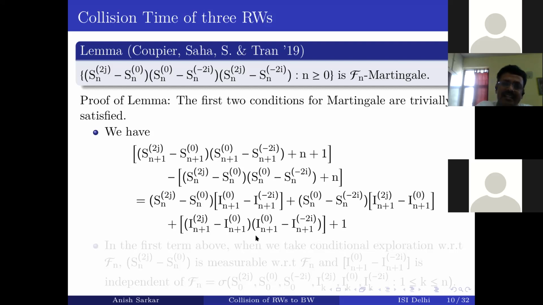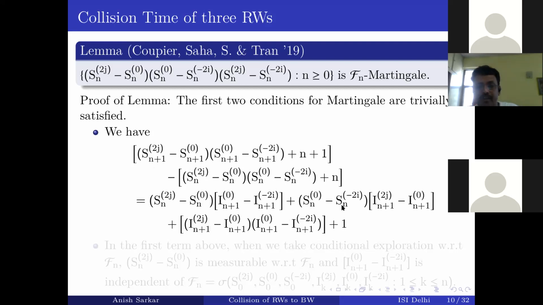Okay, so this is essentially just elementary algebra, writing down this as Sn plus the increment, and this is also Sn at time Sn0 minus the increment, and then take out the increments as a separate term, multiply, and you get essentially this. This is just elementary calculations. So now I have to take conditional expectation and show that this is 0.